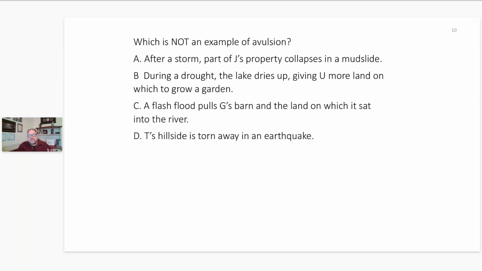So I'm looking for something dealing with high winds. I got 3 answers that are examples of catastrophes in that. One of them is not going to fit that. And then I'll go through my answer selection. After a storm, boom, I know that's one. During a drought, the lake dries up. And I say to myself, nope, that's reliction. Flash flood, boom. Hillside is torn away, earthquake, boom. All natural disaster. Land is suddenly torn away through these natural disasters, but a lake that's dried up is reliction. So answer B.